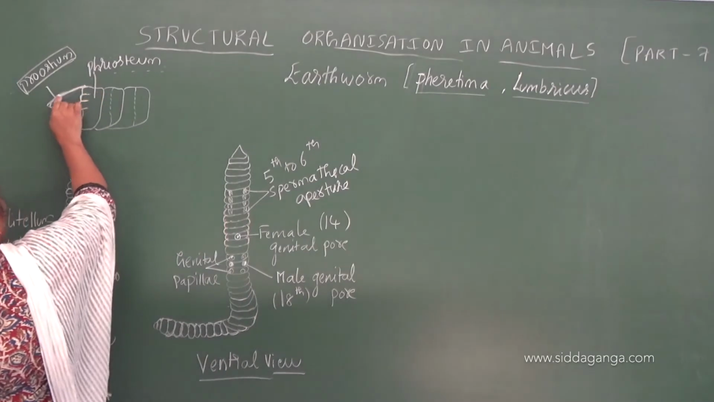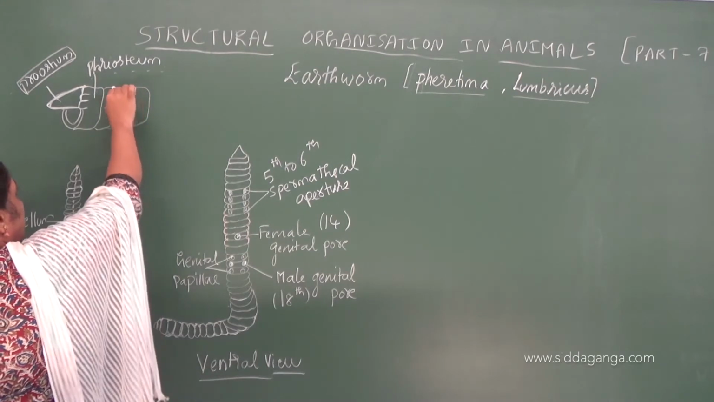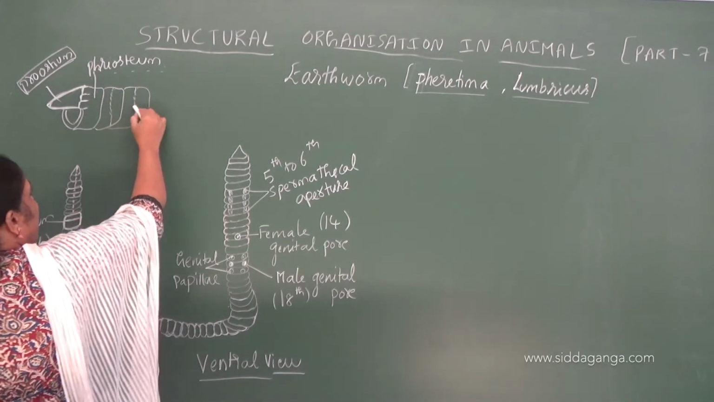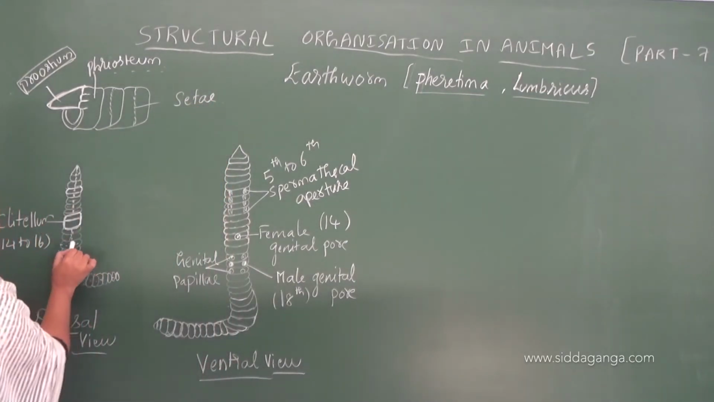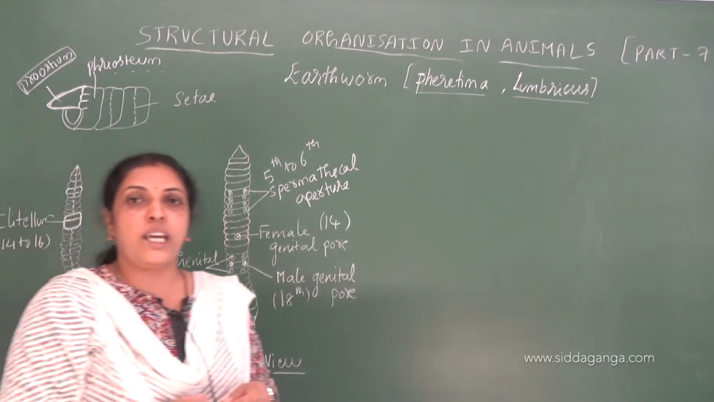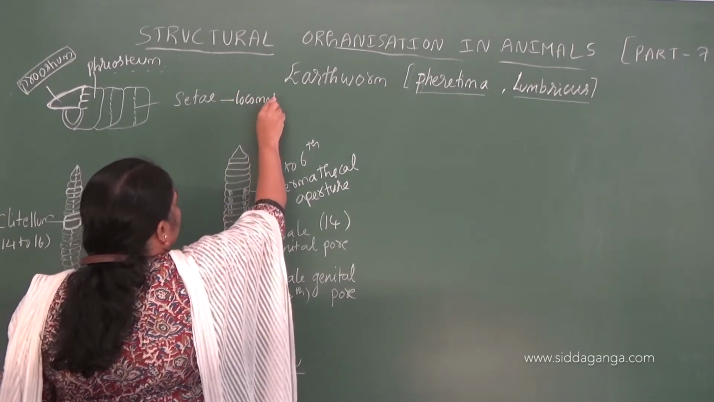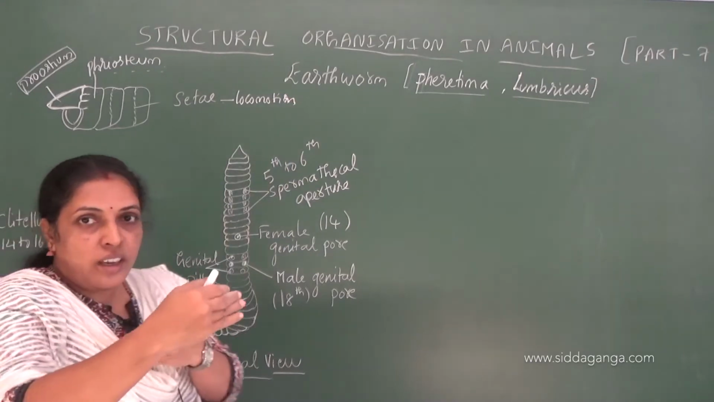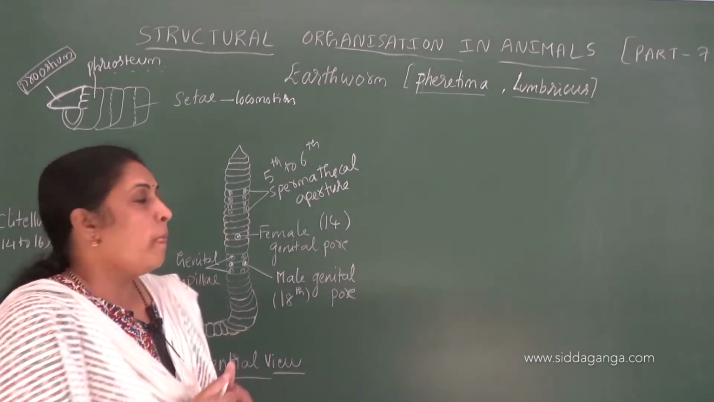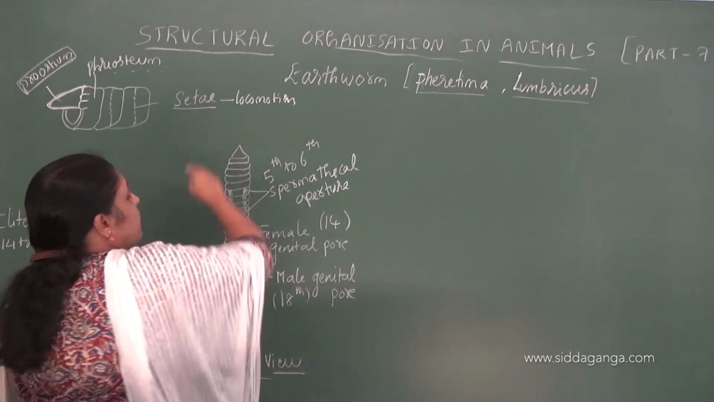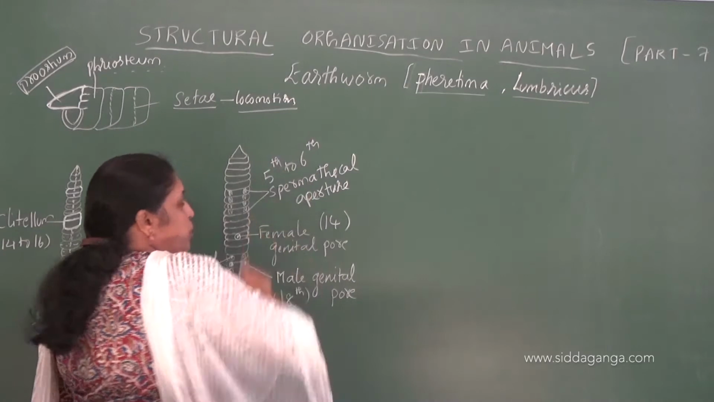So in earthworm we see crawling motion, and in every segment we see S-shaped structures called setae, which are locomotory organs. They help in locomotion by extending and retracting, along with the longitudinal and circular muscles of earthworm. So these setae are S-shaped. They can extend or retract. By doing this, they help in locomotion.